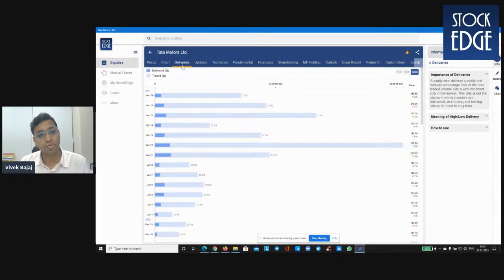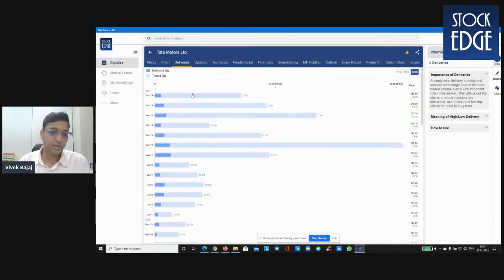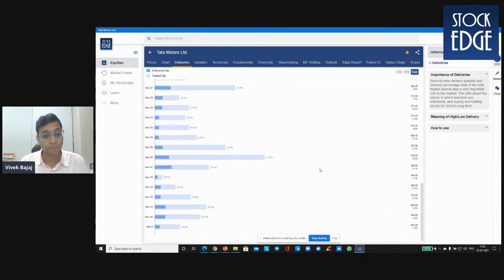So for that, you go to the delivery tab in this particular stock, and you can see the delivery data right here. Very interesting. What we have done is that the light blue color is the volume data and the dark blue color is the delivery data. We have done a very interesting thing which is very unique in Stockage: we have clubbed both the exchange data and presented both to you. We were the first ones in the industry who have done that. Now a lot of people have got inspired by us and they've started copying this.